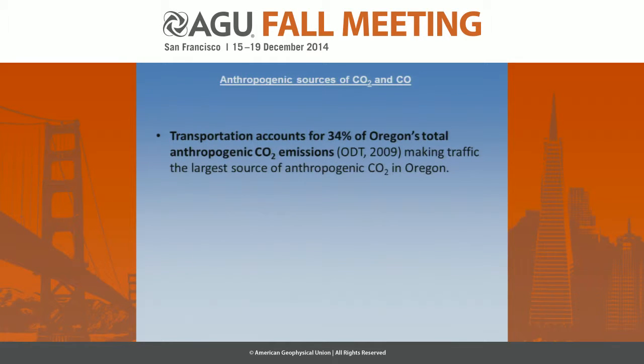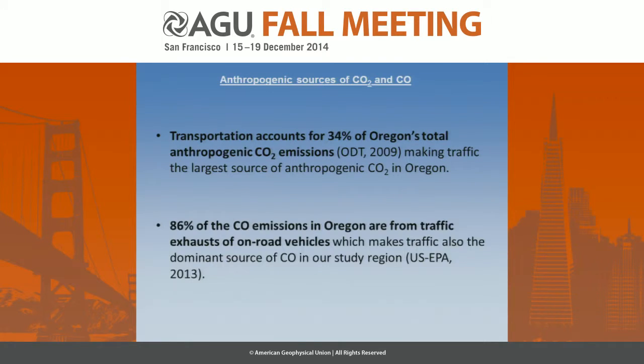So, a few numbers: transportation accounts for 34% of Oregon's total anthropogenic CO2 emissions, making it the biggest chunk of anthropogenic CO2 emissions in Oregon. In addition to that, 86% of carbon monoxide emissions are emissions from traffic.